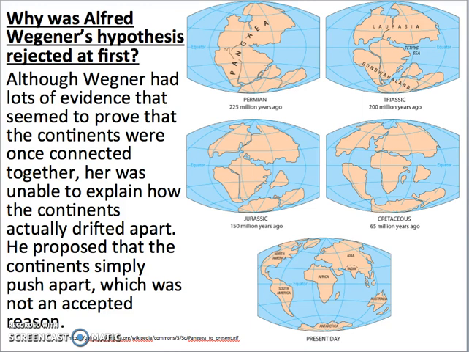So, despite all this evidence, people did not accept Alfred Wegener's hypothesis. And the reason why they didn't accept his hypothesis was because he was really unable to prove how this actually happened. What was the mechanism behind the continents actually moving? He proposed that simply the continents push apart, and he couldn't really give an explanation as to how. So that's why people rejected his hypothesis, and he actually died before his hypothesis was ever accepted.